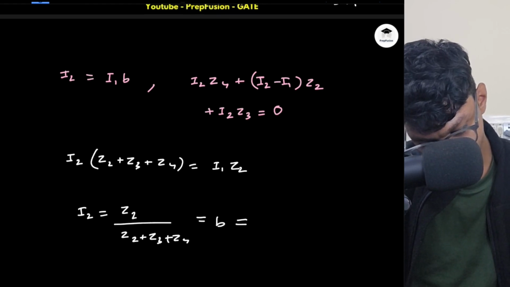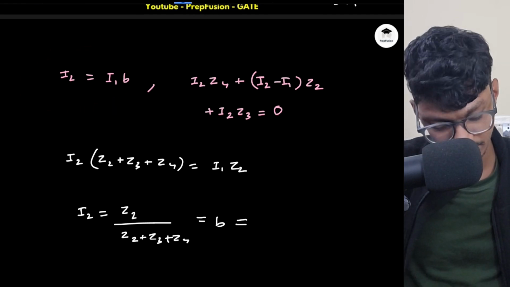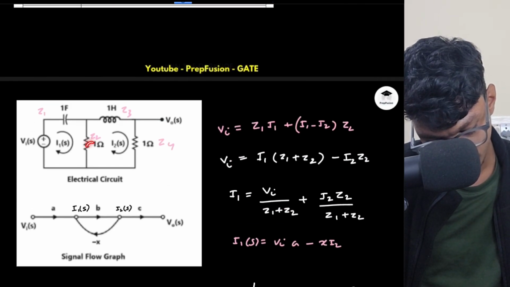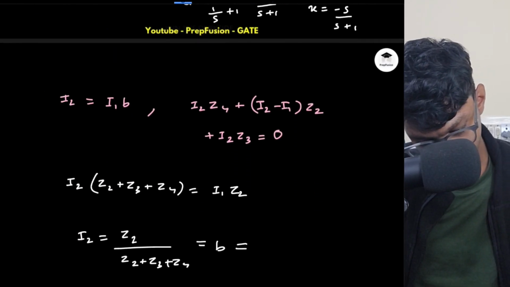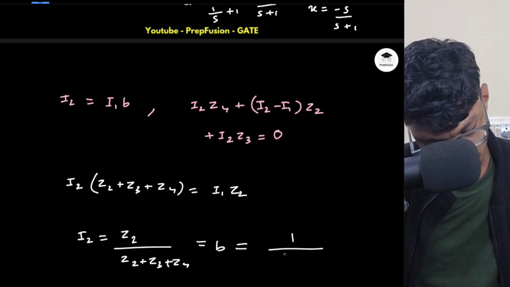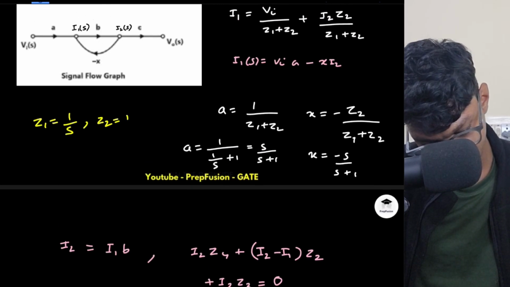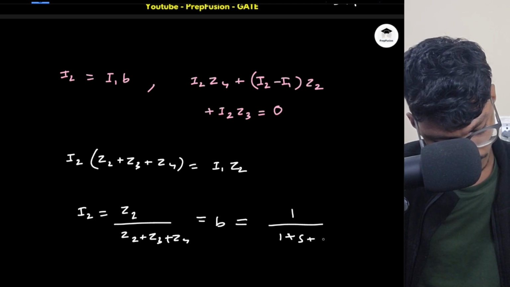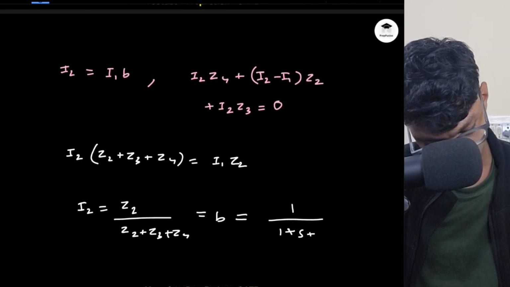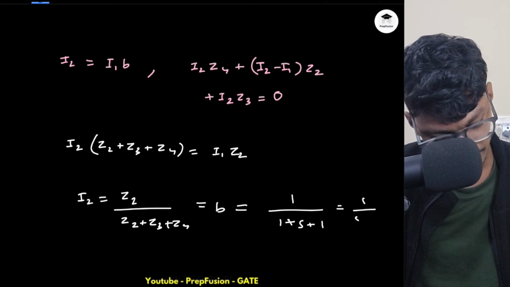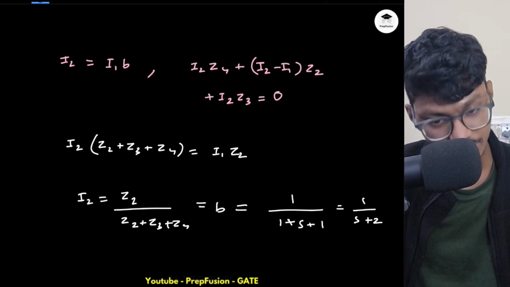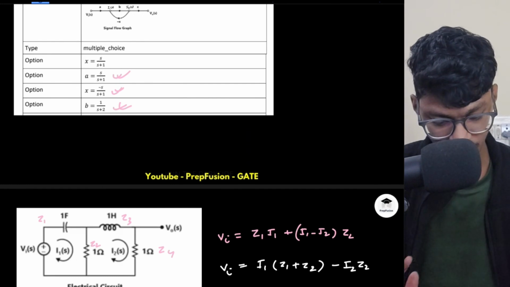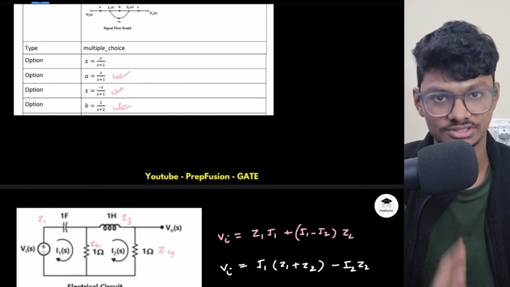This is the relation that is written in the SFG. So what are my Z2, Z3 and Z4? Z2 is 1. Z3 is LS, L is 1, so it will be S. And Z4 is also 1. So it is 1 divided by S plus 2. So your B should be 1 divided by S plus 2, which is present in the last option. So your answer will be B, C, D. This will be your answer of the question.